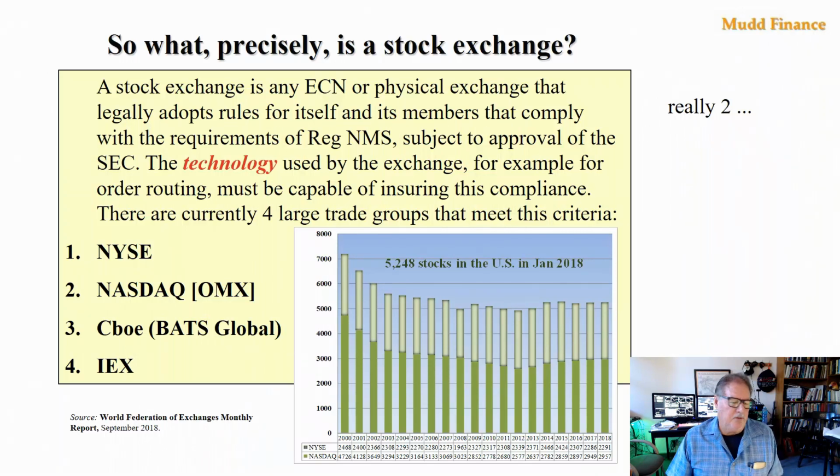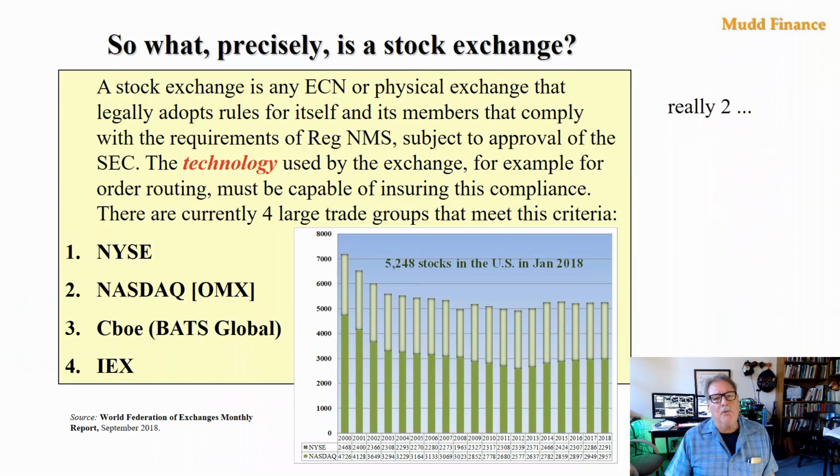I could have said here there are 2, New York Stock Exchange and Nasdaq. Here I have 4, but when we look at the market share, most of the market share goes to the New York Stock Exchange and Nasdaq, and the 2 bottom ones, CBOE, BATS Global, has a very tiny market share, bigger though than IEX, and IEX has a very small market share, as we're going to see.